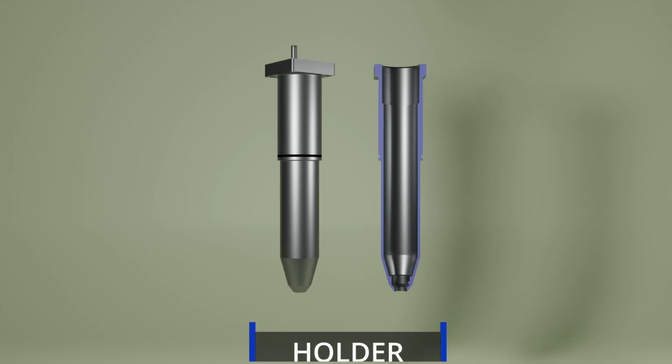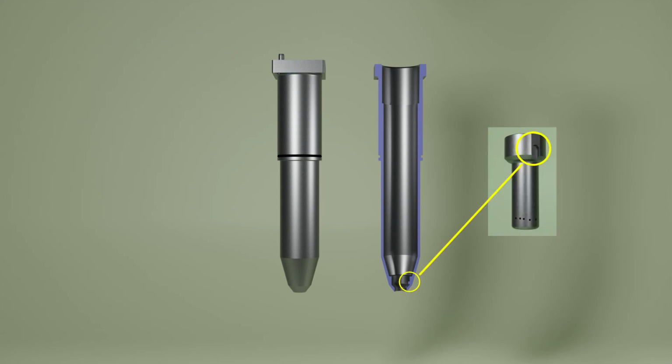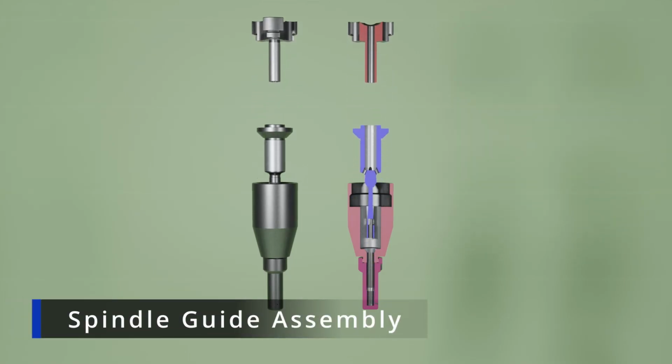Holder. The main design features to discuss here are the guide pin on the top, which mates with the bore in the fuel valve head, and guide pin at the bottom which mates with a slot in the fuel nozzle. Spindle guide assembly.